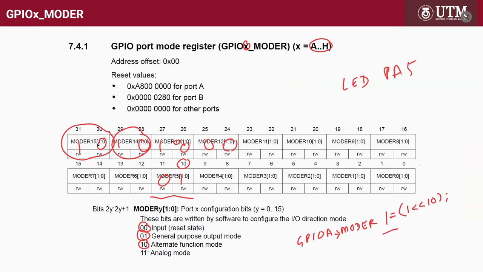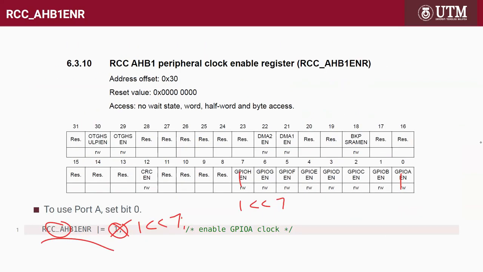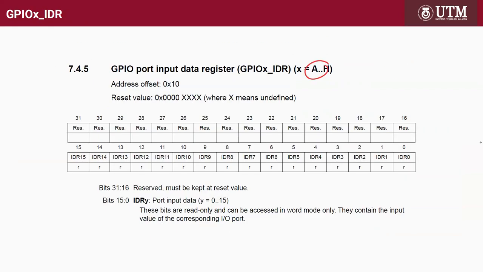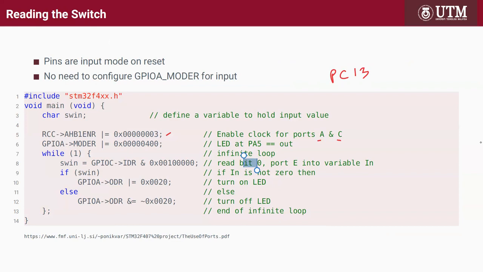Remember where it is? Here. I want to enable port C and A, so 101. Typo, it should be 5, not 3. To enable port A and C, I should put 5 there, and then I send 400 to the mode register to make PA5 output.